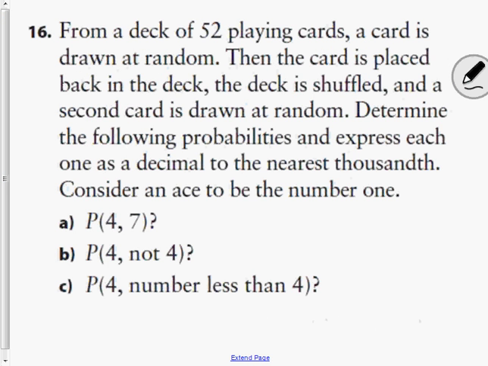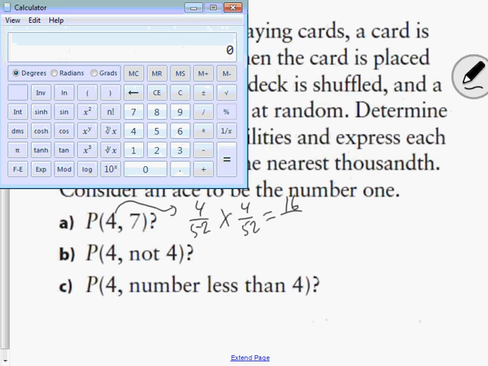It says, from a deck of 52 playing cards, a card is drawn at random. Then the card is placed back in the deck and the deck is shuffled. And a second card is drawn at random. Determine the following probabilities. So what's the probability of a 4-7? Well, in a deck of 52 cards, 4 out of 52 are 4s, and 4 out of 52 are 7s. So the combined probability of any 4 and any 7 is 16 chances out of 52 squared, which is 2704, which has a probability of 16 divided by 2704.